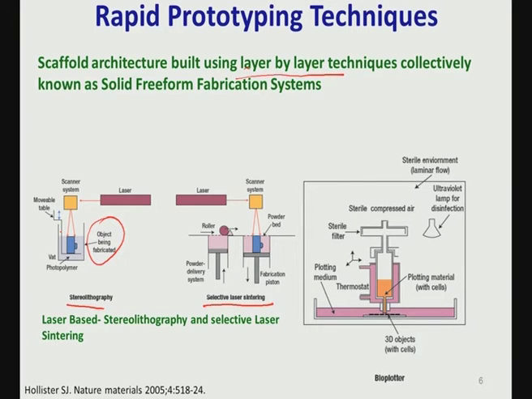The second one is selective laser sintering. You start with a powder bed and focus your laser system on the structure. The powder bed moves one layer at a time, and it is heated, sintered and solidified in this selective laser sintering technique.